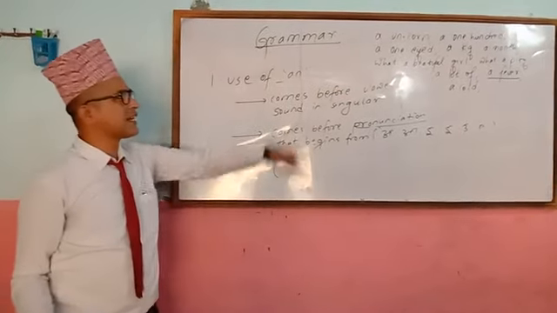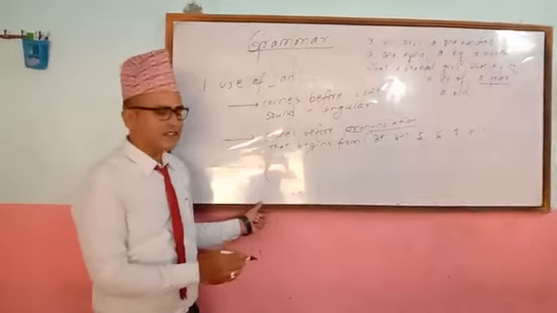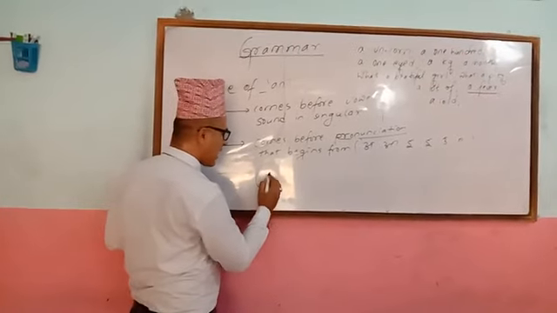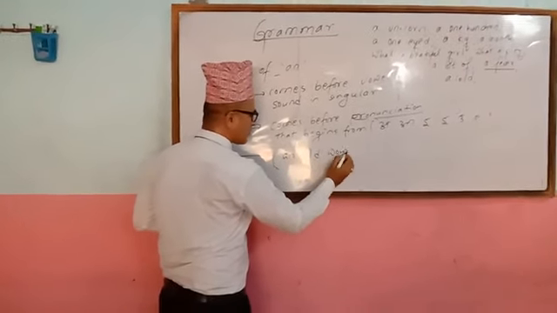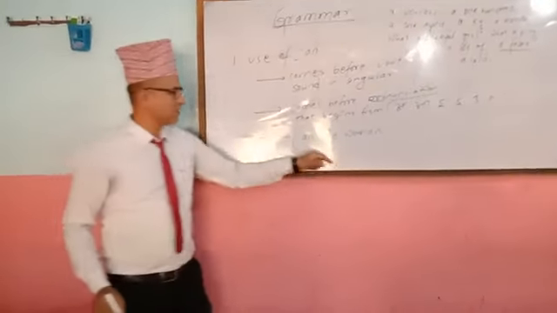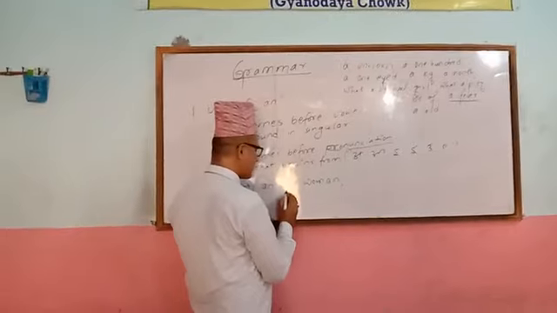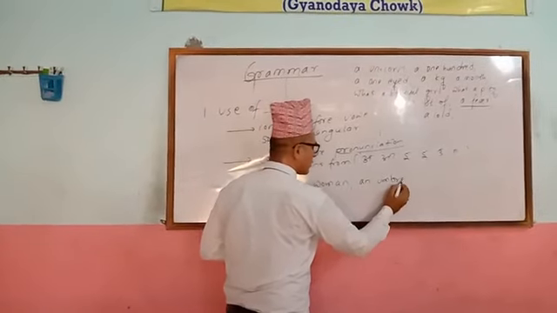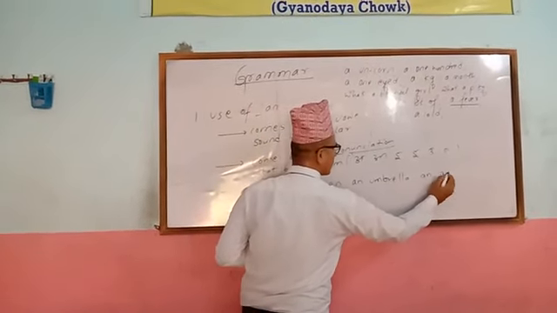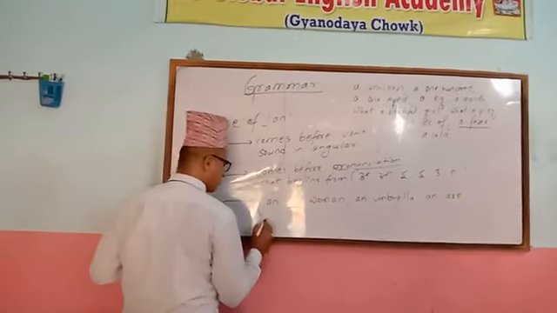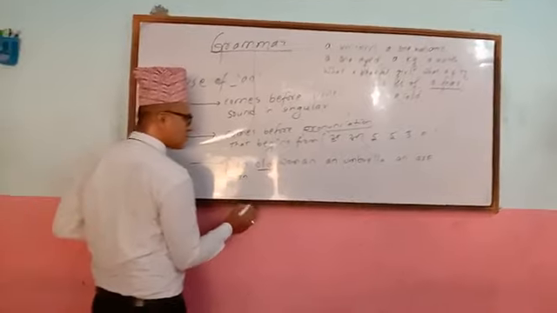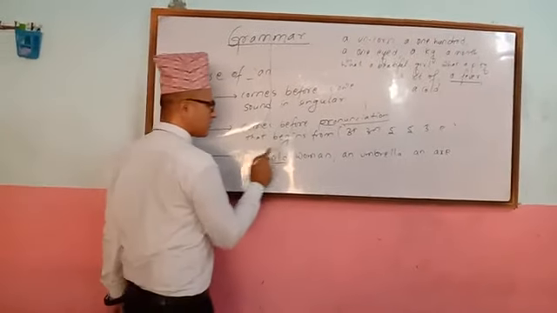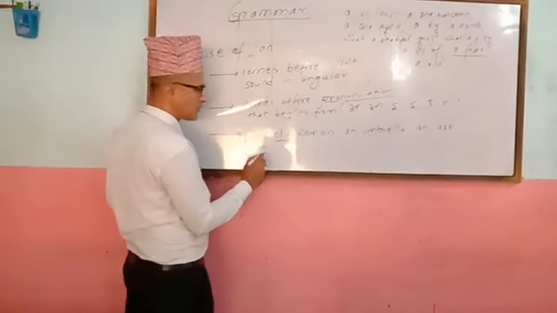Dear students, we should not forget these examples. Using an, you see here, an old woman, because here it is old woman, and like an umbrella, an egg, an X, an island.